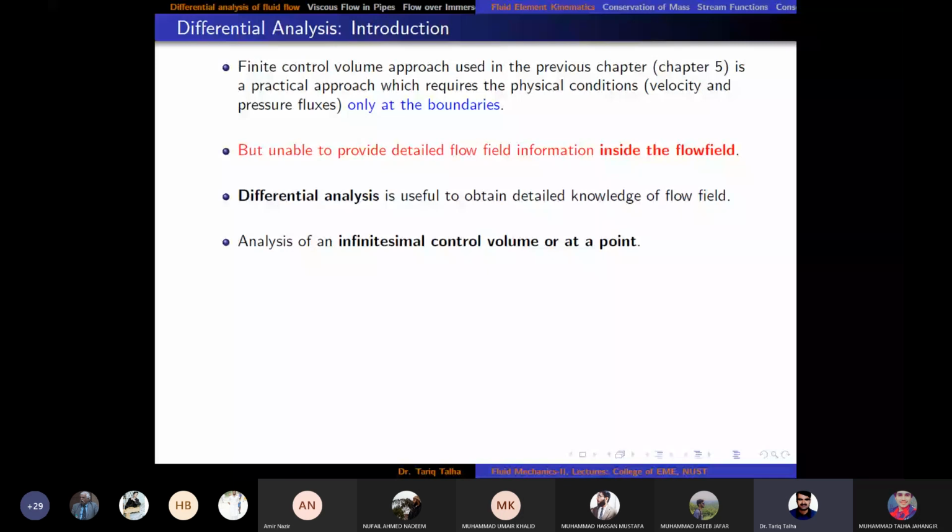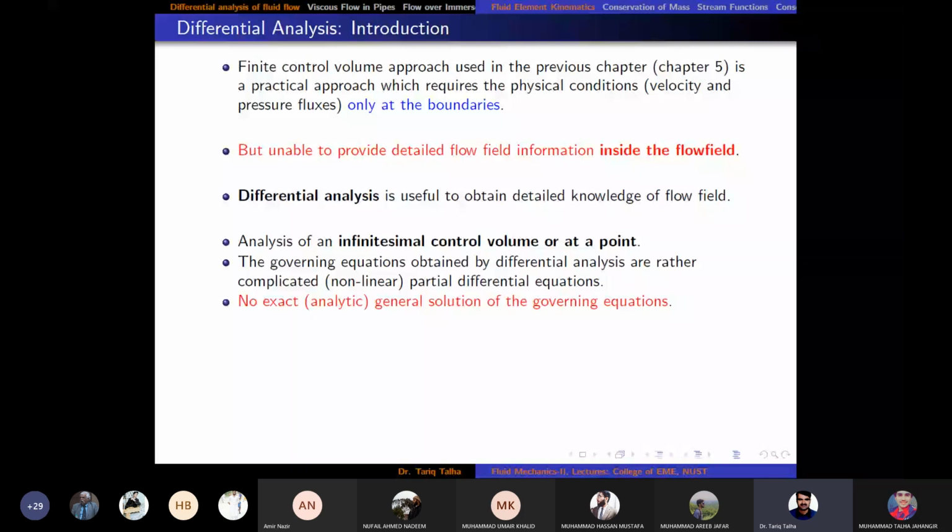The governing equations obtained by differential analysis are rather complicated, which, as I have already told you, are the Navier-Stokes equations, and there is no exact general solution of the Navier-Stokes equation. ठीक है, जनरल सोल्यूशन का मतलब ये होता है कि जो हमारे पास 3 dimensional unsteady partial differential equation है, they wouldn't have any general solution.